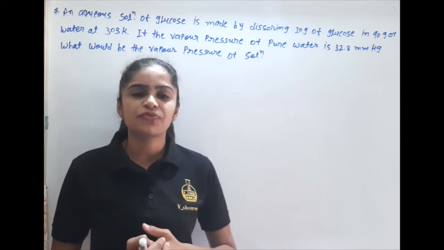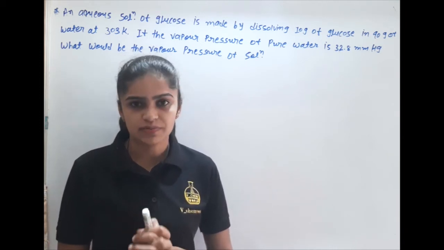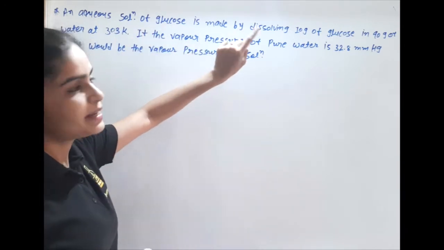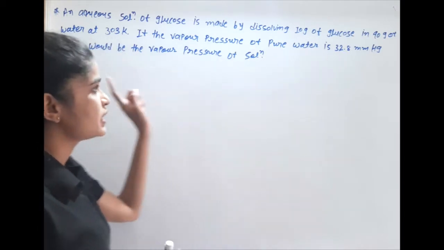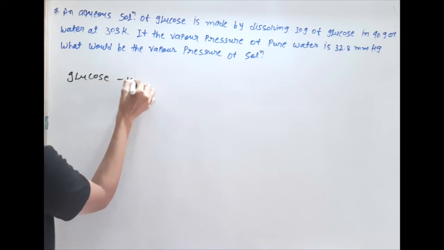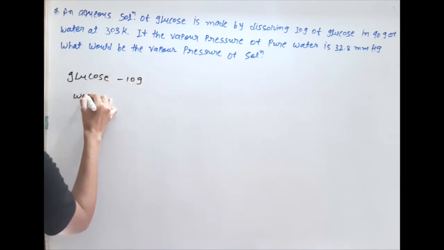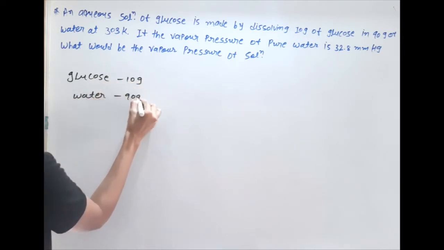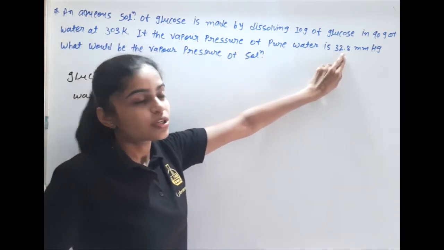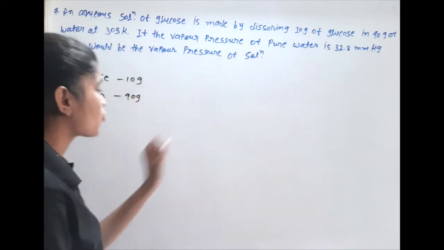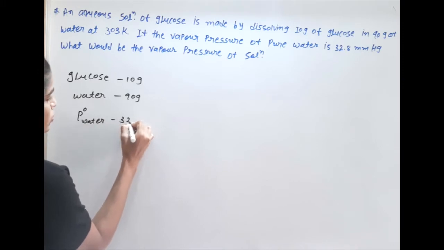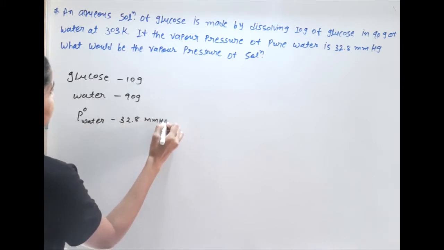Today we will discuss various examples based on vapor pressure. First, an aqueous solution of glucose is made by dissolving 10 gram of glucose in 90 gram of water. So the given values are glucose 10 gram and water 90 gram. If the vapor pressure of pure water is 32.8, so this is P0 water equal to 32.8 mmHg.